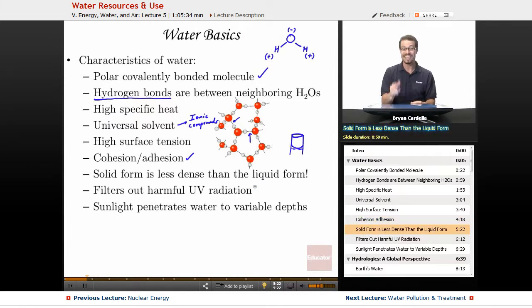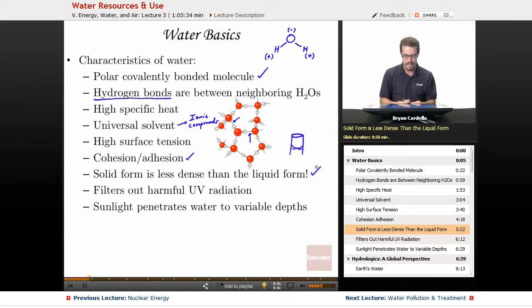The solid form is less dense than the liquid form. This is extremely important. There is no other liquid I know of that has that quality, where ice is actually less dense than liquid water. That's why ice floats on the surface of your glass as long as it's frozen and not melting. As it melts, of course, it becomes liquid water. This is why if you were to put a full glass of water in the freezer, it's going to end up having ice past the lip, right? The ice will end up taking up more space.